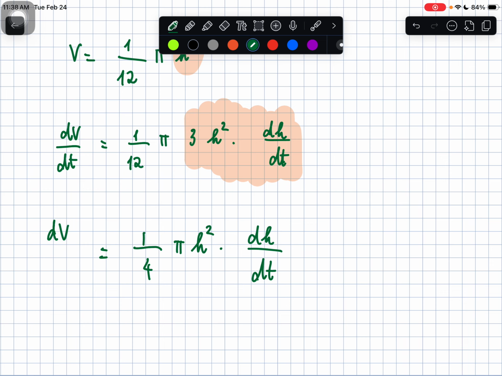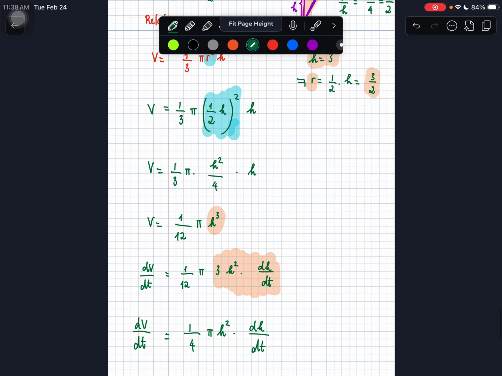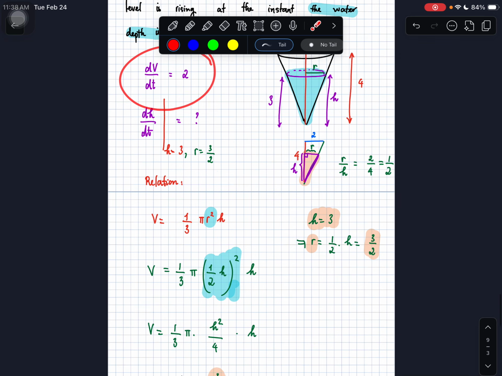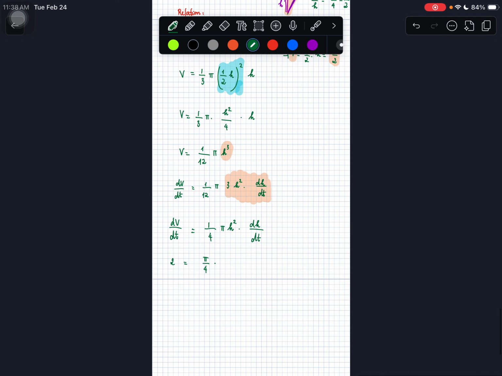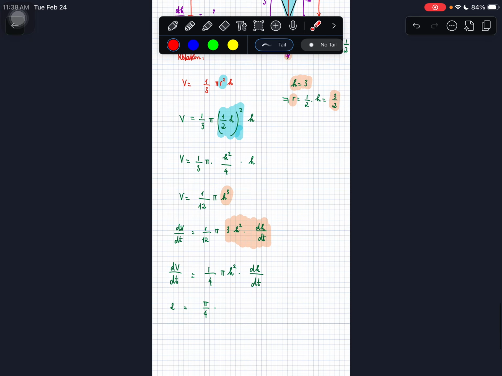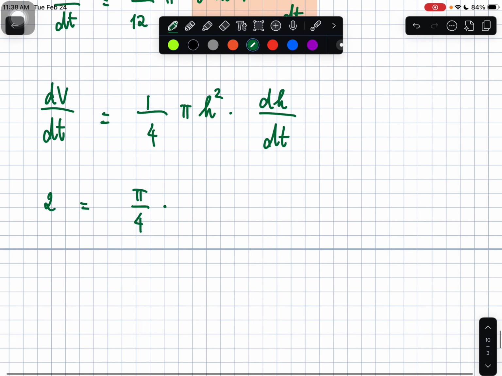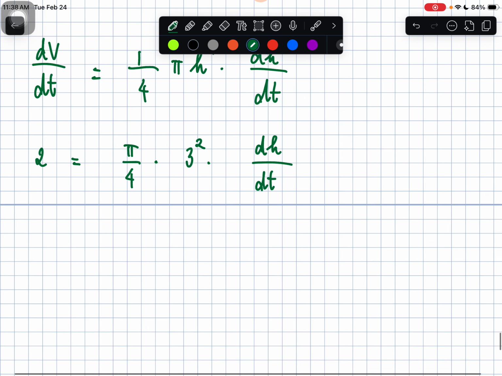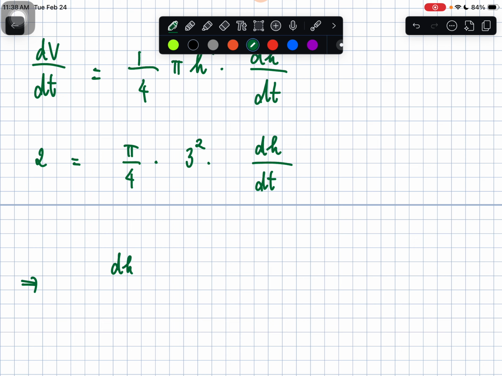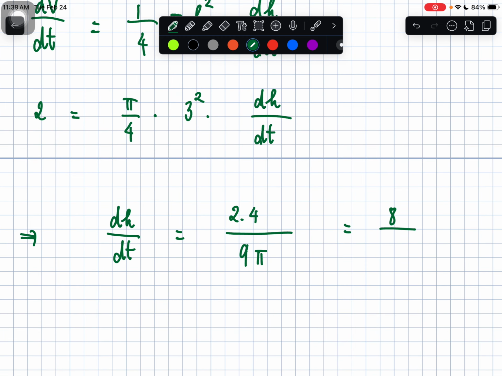And this is dV over dt. dV over dt is given to us. It's 2. It is a constant rate. So 2 is always equal to pi over 4 times h squared, with h equal to 3, so 3 squared, times dh over dt. So this gives us dh over dt equals 2 times 4 over 9 pi, which is 8 over 9 pi. This one is the final answer.